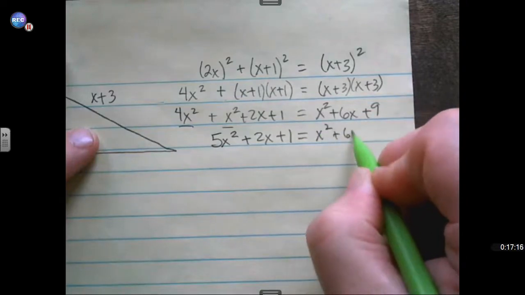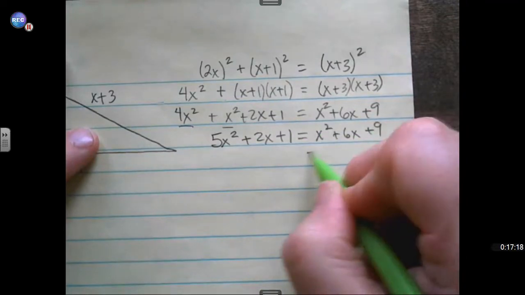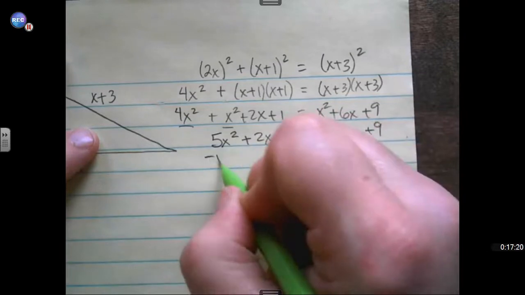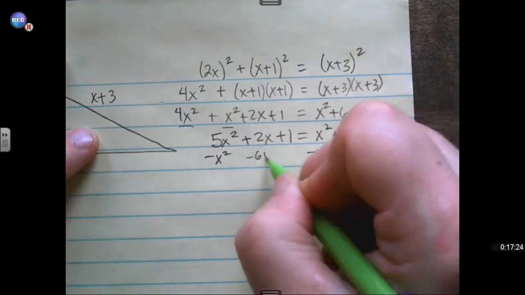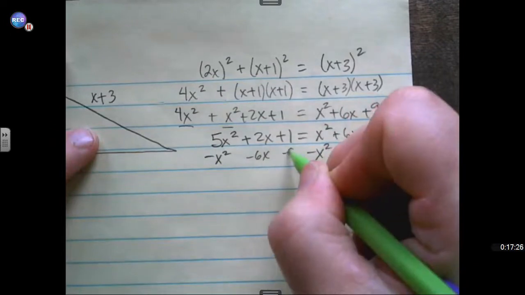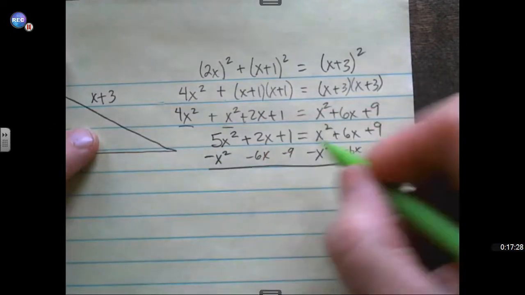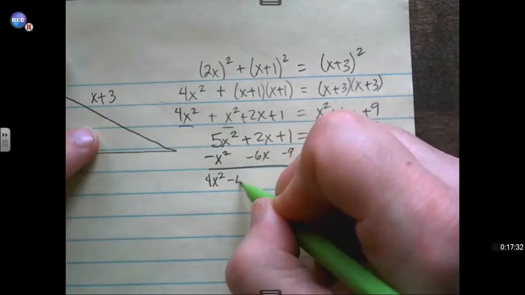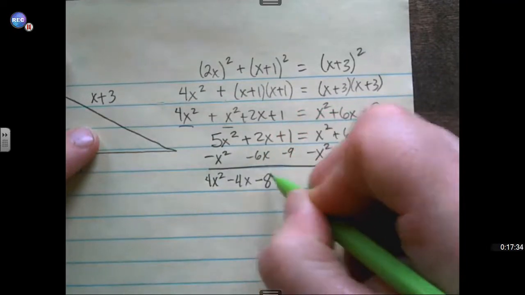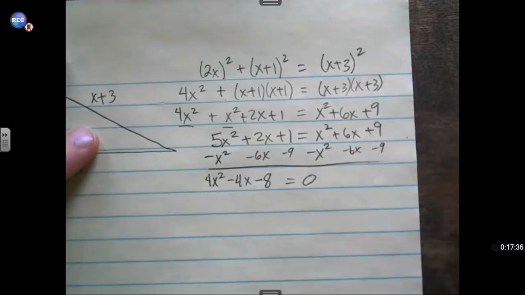And I'm going to move everything over to the left. So I'm going to subtract x squared. I'm going to subtract 6x. And I'm going to subtract 9. And so I get over here 4x squared minus 4x minus 8 equals 0. And I'm solving this for x.